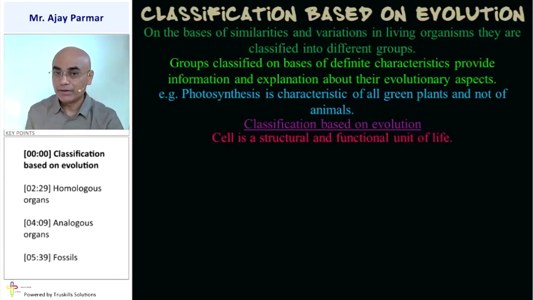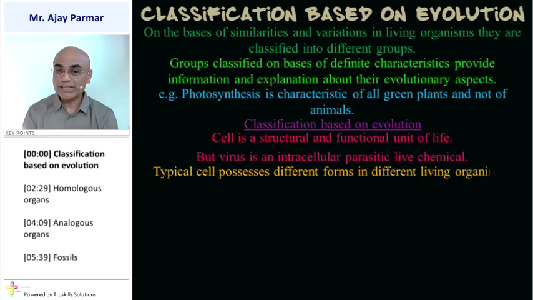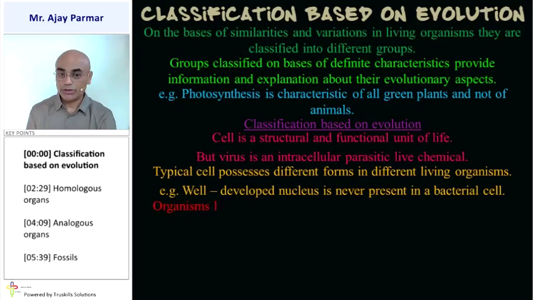For example, the cell is the structural and functional unit of life. We have been studying this since our early childhood. But virus, in fact, is considered to be an intracellular parasitic living chemical. A typical cell possesses different forms in different living organisms. For example, a well-developed nucleus can never be present in a bacterial cell, that is, in prokaryotes. The well-developed nucleus is present in eukaryotes.